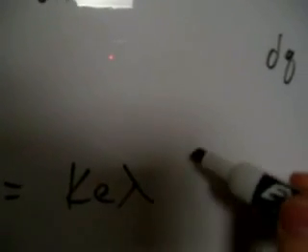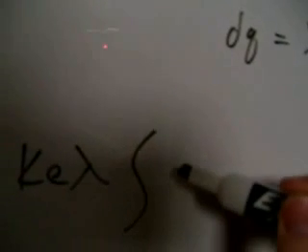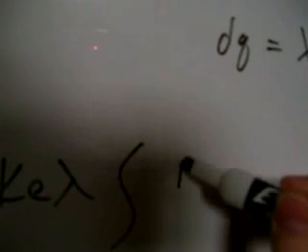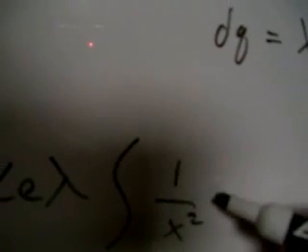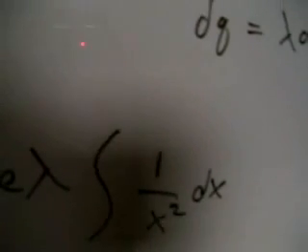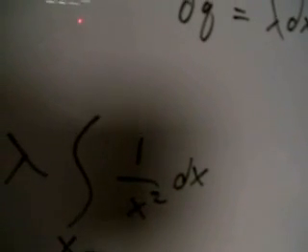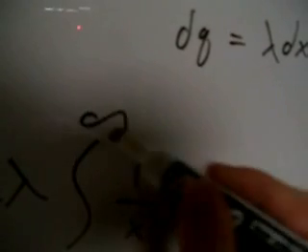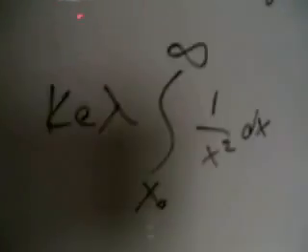Now we can bring out the constants, Coulomb's constant and the density, and we take the integral of simply 1 over x squared dx. And we're going to integrate this over the entire area of charge. So it starts at x naught and it ends at infinity.